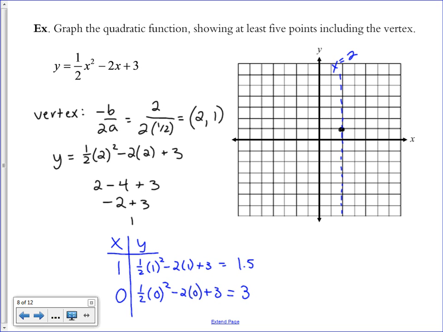And now I have 2 more points that I can plot. 1, 1.5. That would be right about here. And then 0, 3. So it's a little bit steeper right there. And the final step is going to be to reflect those points across the axis of symmetry. So you don't have to do any math to reflect these. You just go to the exact same distance across the axis of symmetry for both points. And once you've got 5 points, which is what the instructions ask for, connected in the smoothest U you can make, and you're going to have to practice making that nice and smooth to get the right parabola shape.